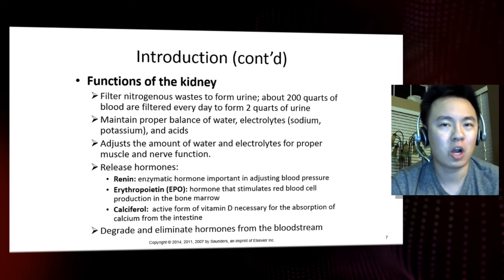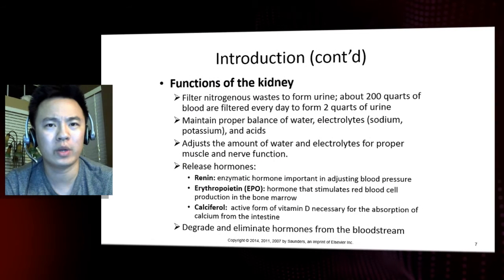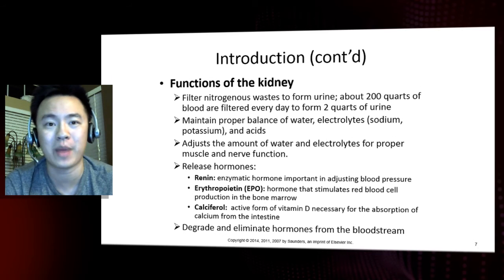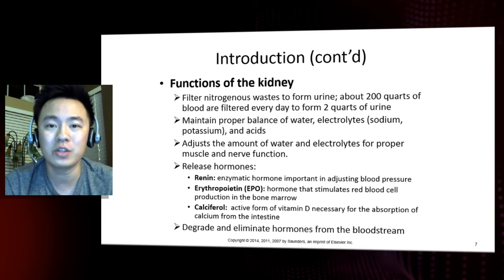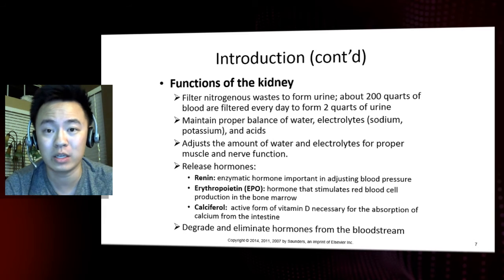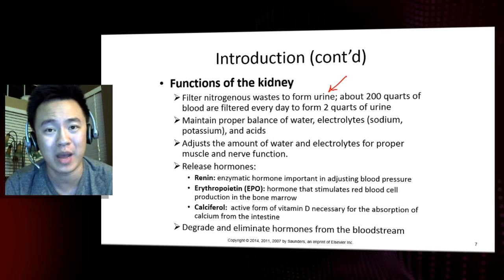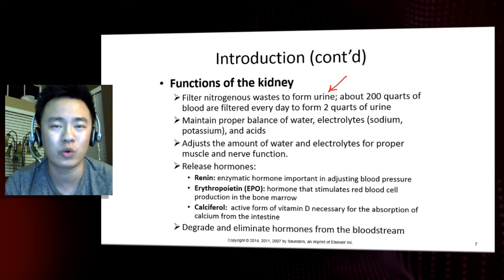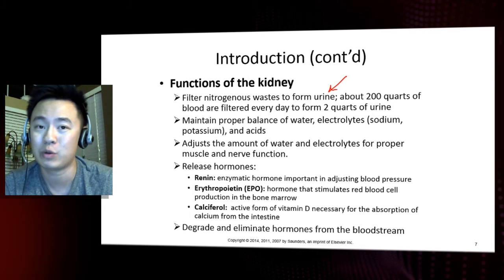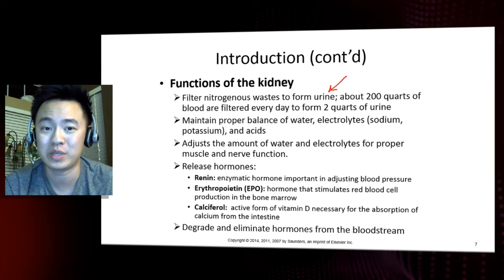Now let's go ahead and talk about the function of the kidney. You're probably wondering, okay, we're talking about the urinary system, that kidney's got to be involved somehow. Well, you're absolutely correct. The kidney here filters nitrogenous waste to form a liquid compound known as urine, and about 200 quarts of blood are filtered every day to form 2 quarts of urine. Can you imagine? Every single day 200 quarts of your blood are going through your kidneys to form 2 quarts of urine. So imagine having to excrete 2 quarts a day.